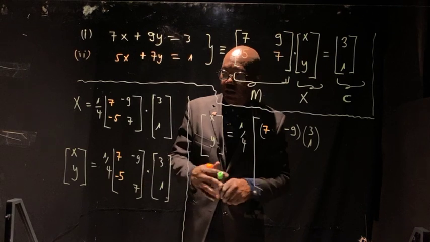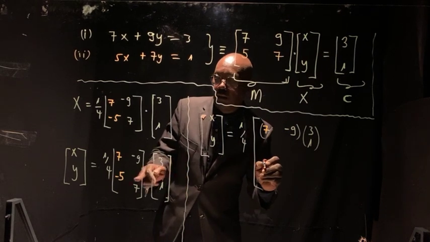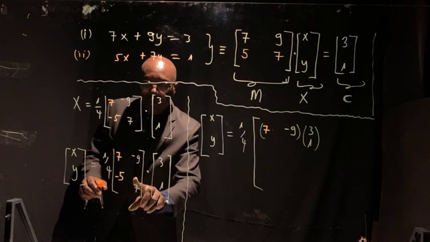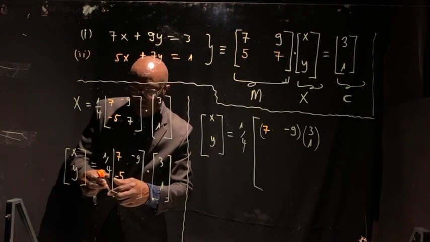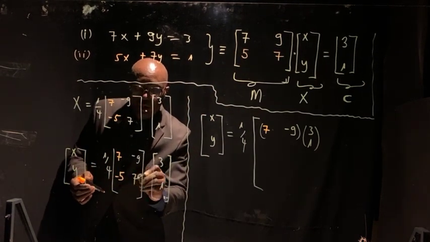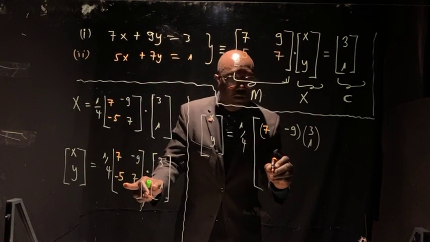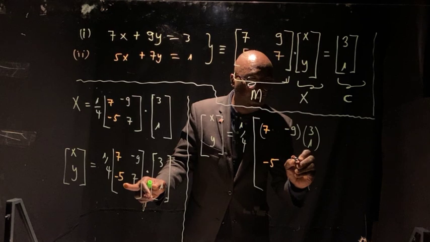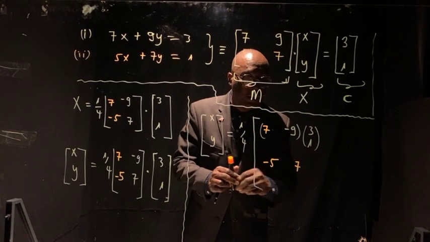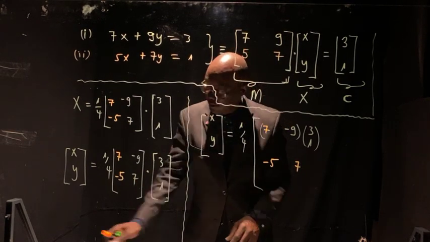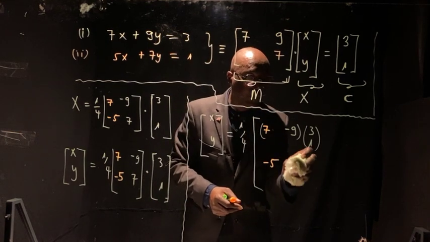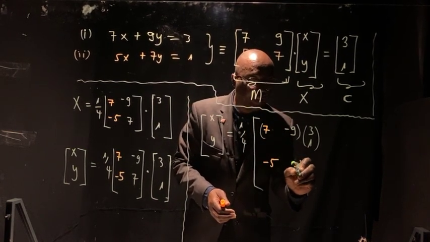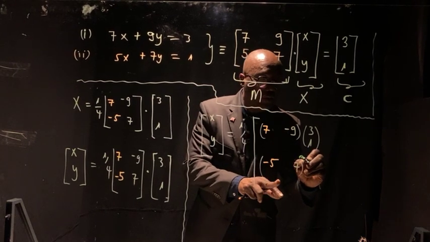Then you come here. You have, it should be neat. You come here, you have minus 5 and 9 and 7. Sorry. Then you have this one as well.